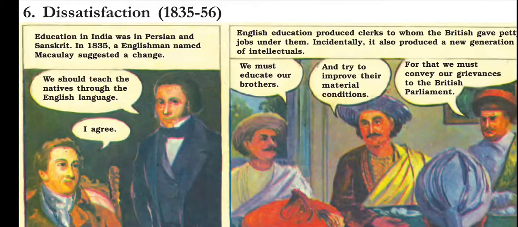Dissatisfaction 1835 to 56. What caused dissatisfaction among Indians? Education in India was in Persian and Sanskrit. In 1835, an Englishman named Macaulay suggested a change. "We should teach the natives through the English language." So Macaulay suggested teaching the English language to the Indians. Those days, Indians were being taught in Persian and Sanskrit.